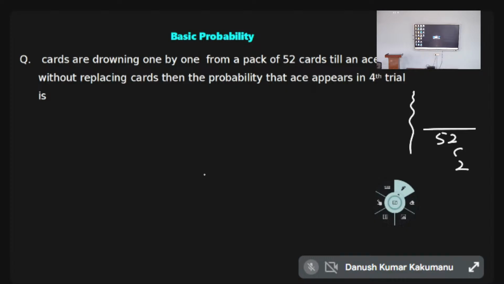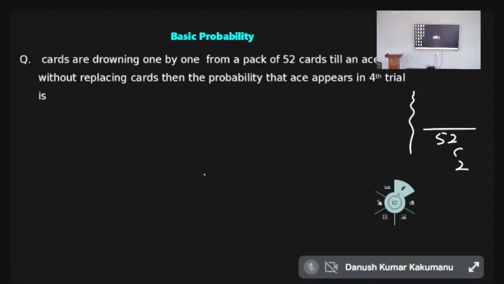A person is drawing the cards with one purpose: to select an ace card. His requirement is to get an ace card, so till he gets one, he draws the cards one after the other. Suppose in the first draw itself he gets an ace, he can stop there. Otherwise he goes to the second trial, and if even in the second trial he does not get an ace, he goes to the third trial like that. That is the data.